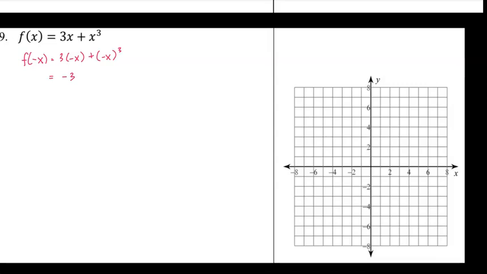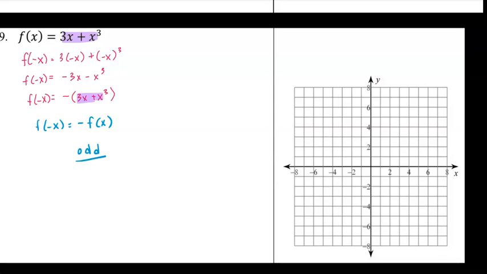So that equals negative 3x. That's going to be a negative times a negative times a negative, so that's minus x cubed. So let's go ahead and factor out a negative. When you factor out a negative, you notice that that expression equals the original function. So that means that f of negative x equals negative f of x. So this is an odd function.